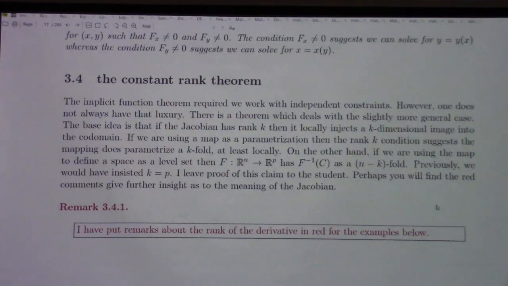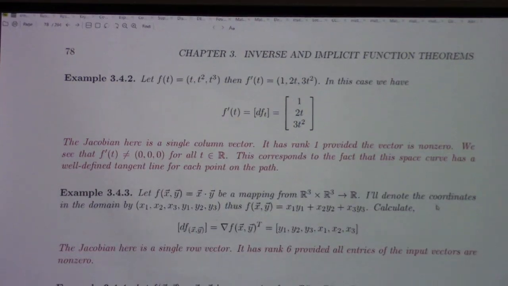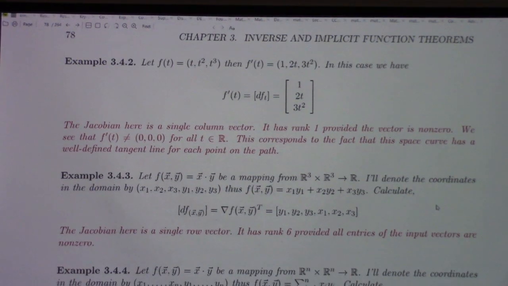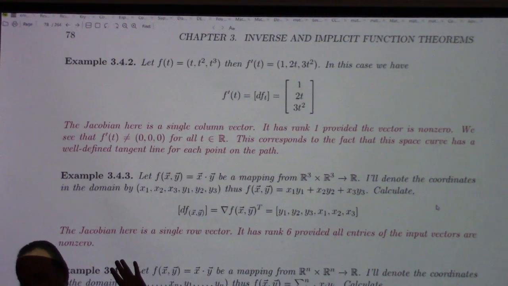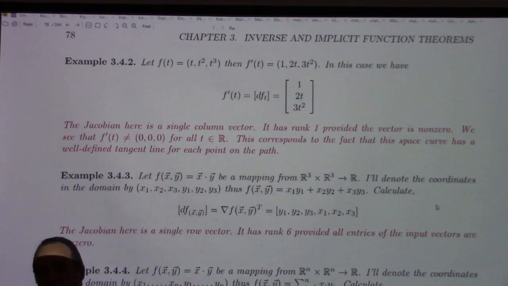The constant rank theorem basically says that if you look at the Jacobian and its rank is k, what that means is the mapping is going to give you an image that is basically k-dimensional locally. And what is rank? Rank is the number of linearly independent columns in your Jacobian matrix. That's what the rank of the map is.